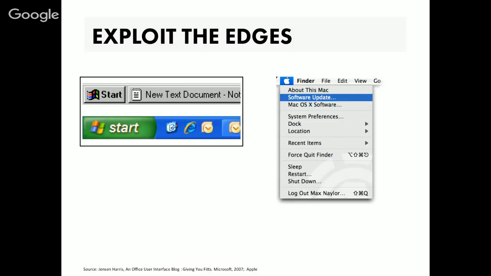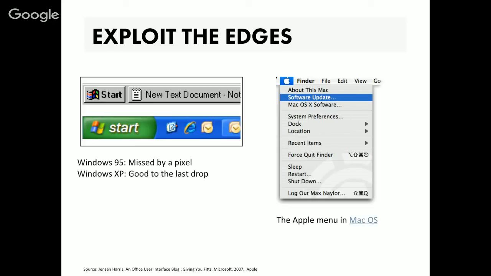All right. The other one is this exploiting the edges. So what happens when you move your mouse all the way to the edge of some screen, like on a laptop or a desktop screen? What's usually at the edge? Well, at least in these examples, the start button was all the way down in the corner. Now, in Windows 95, they actually missed. The final pixel, if you look, it didn't capture it. You actually had to hit that target. And if you went all the way to the end, you didn't hit it.